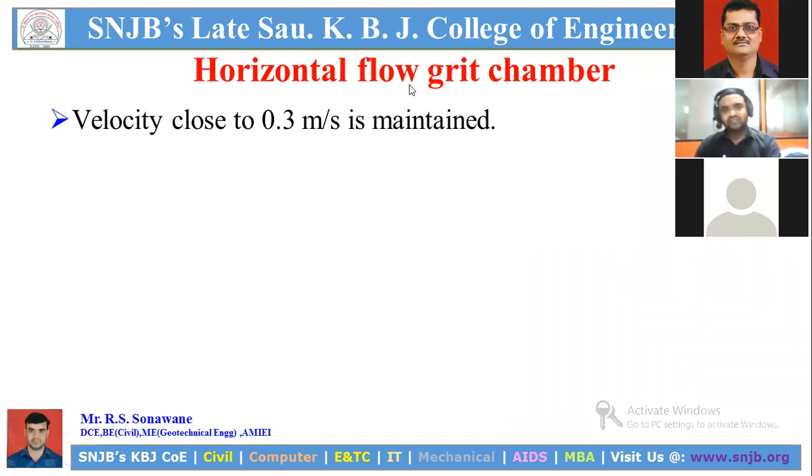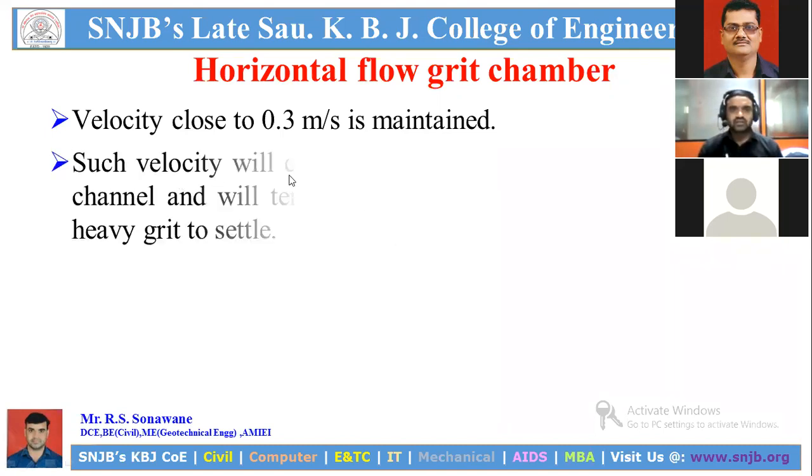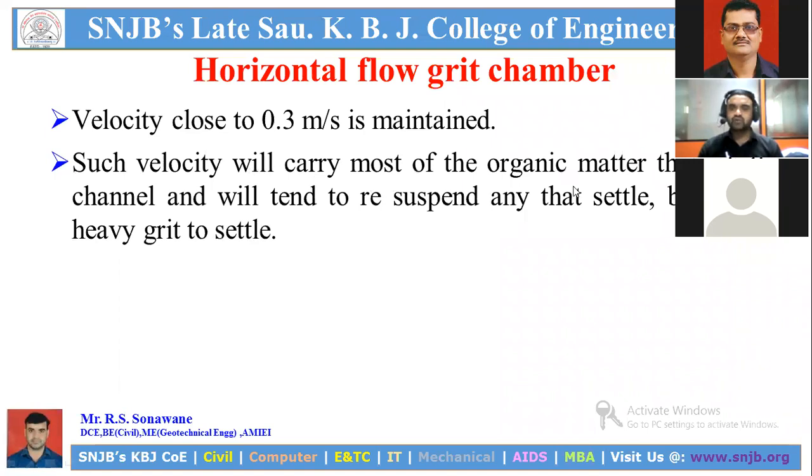So this is a plus. In a horizontal flow grit chamber, the velocity should be maintained close to 0.3 meter per second. Such a velocity will carry most of the organic matter through the channel and will tend to re-suspend any that settles, but permit heavy grit to settle.